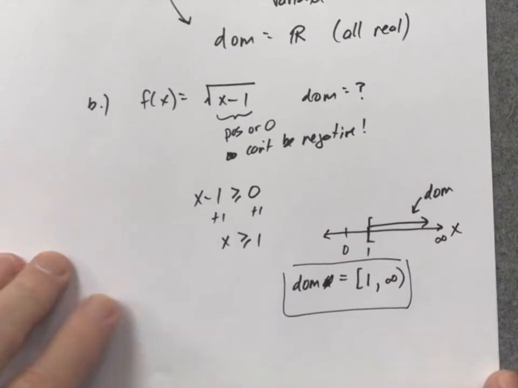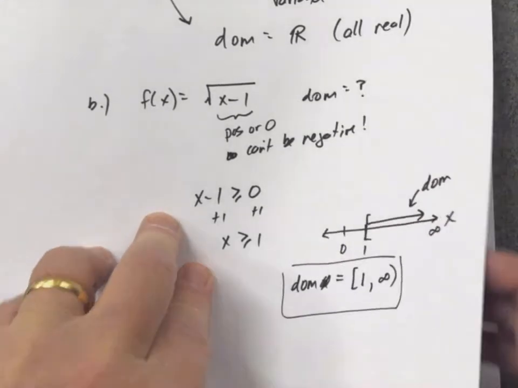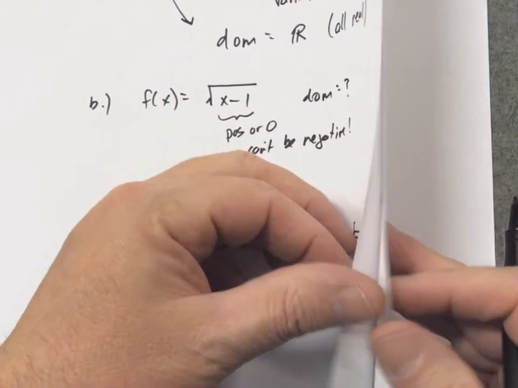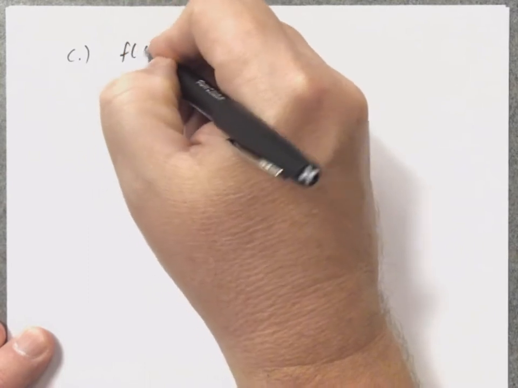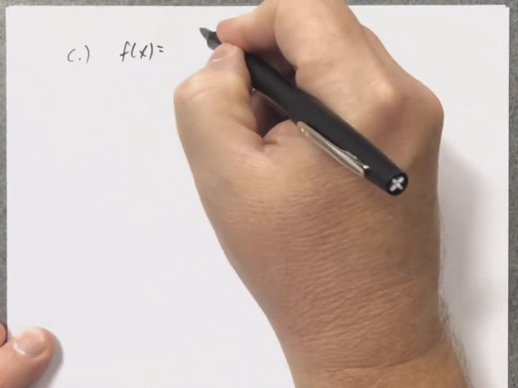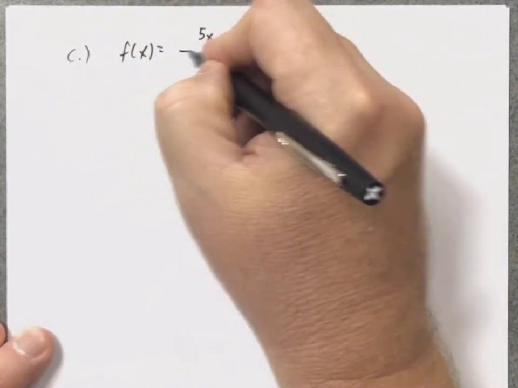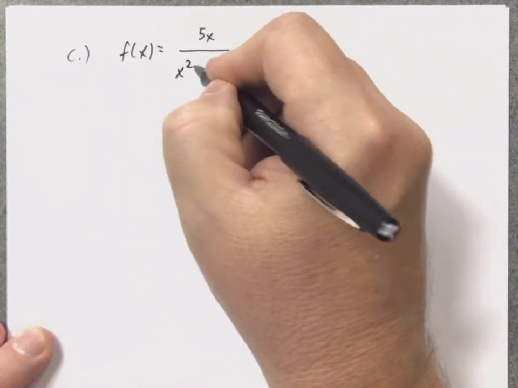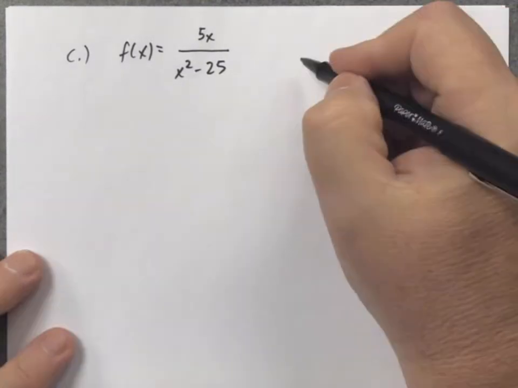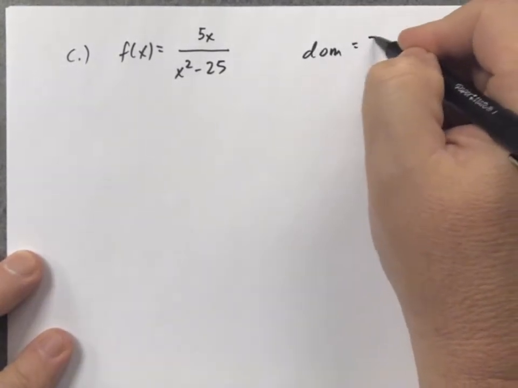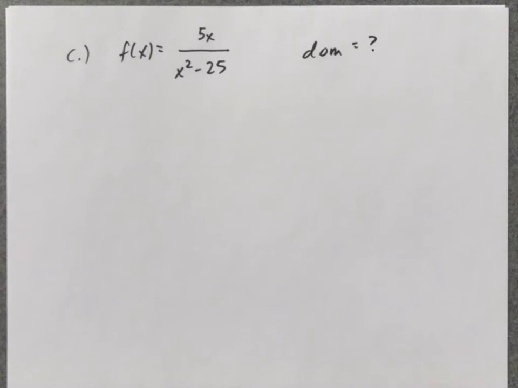So let's see about C. So we were given 4 functions to find the domain of. Let's see what C is. C, the function is 5x over x squared minus 25. Once again, we're asked to determine the domain.